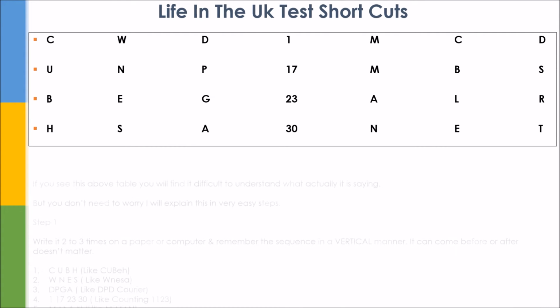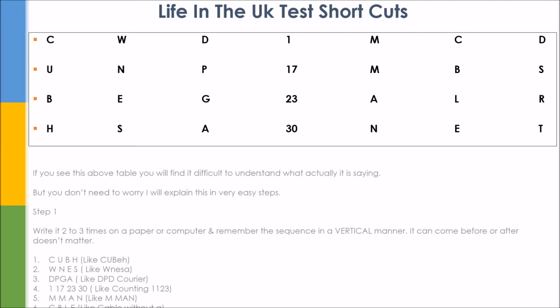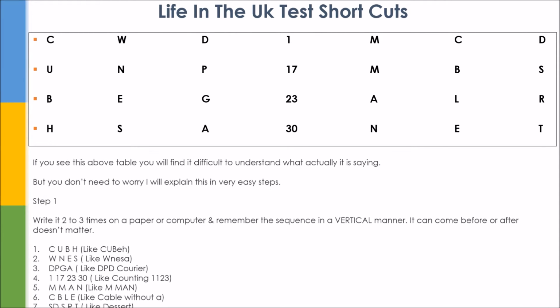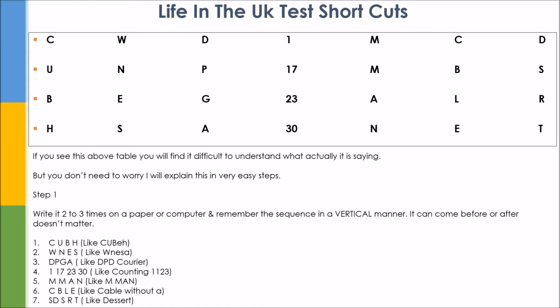Now, if you see the table, you will find it difficult to understand what it is actually saying. But you don't need to worry, I will explain this in very easy steps. Firstly, write all these letters on a piece of paper, on a computer, or in your mind. Write it 3 or 4 times and you will have the idea of what you're writing. Now, if you want to learn this, learn it in a vertical way, not horizontal, for example vertical from up to down.